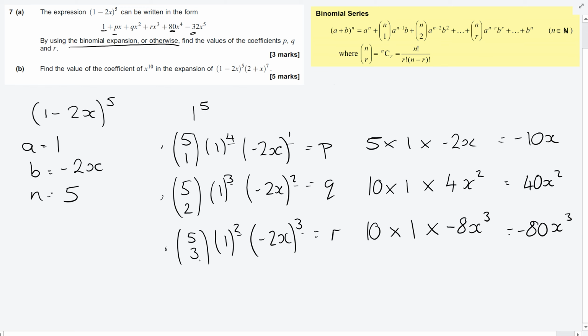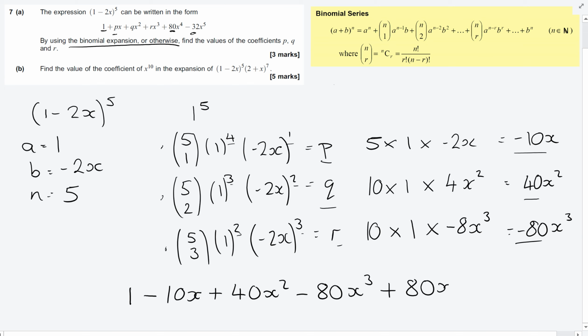I think for the basis of part B, if nothing else, it's worth just writing it out in full. Some students tend to write that P equals minus 10x, Q equals 40, and R equals minus 80, which is what the exam mark scheme looks like. But if we just write out in full, then 1 minus 10x plus 40x squared minus 80x cubed plus 80x to the 4 minus 32x to the 5.